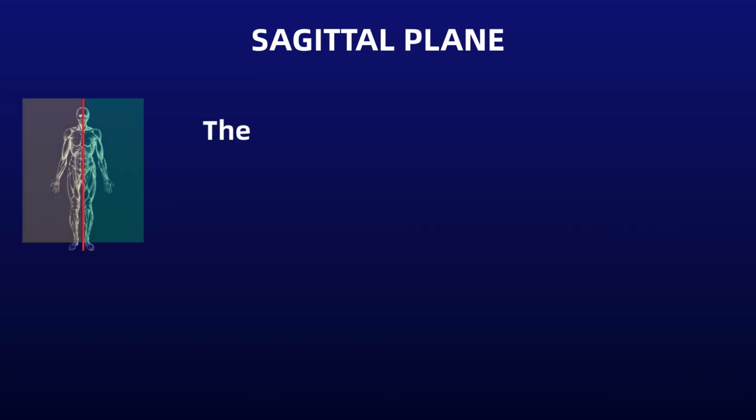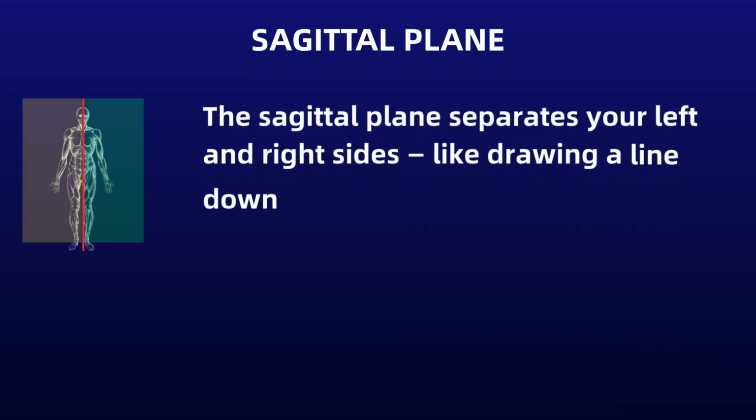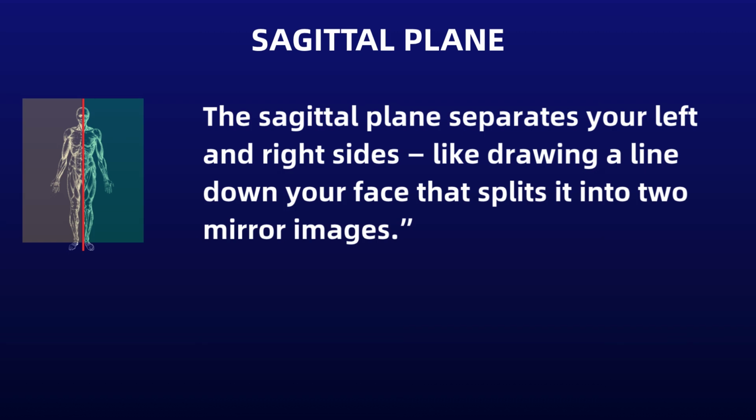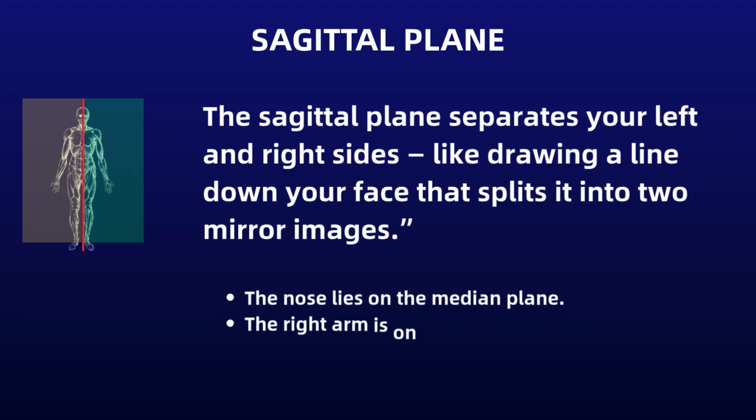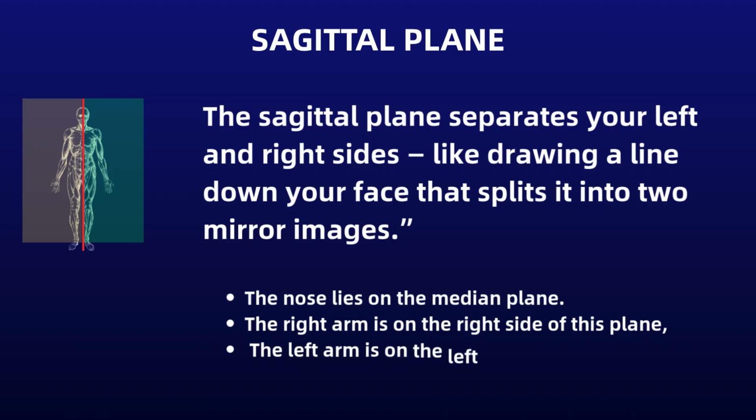In simpler terms, the sagittal plane separates your left and right sides, like drawing a line down your face that splits it into two mirror images. Example, the nose lies on the median plane. The right arm is on the right side of this plane and the left arm is on the left side.